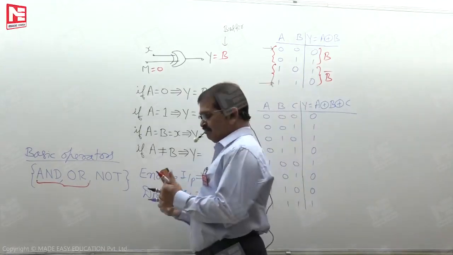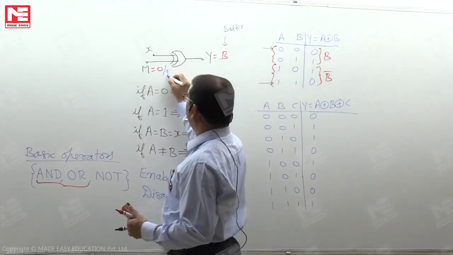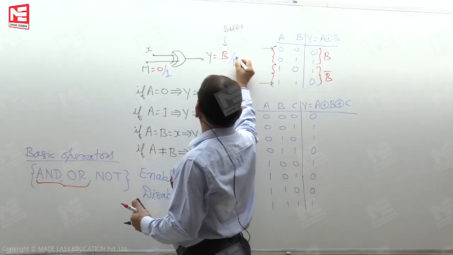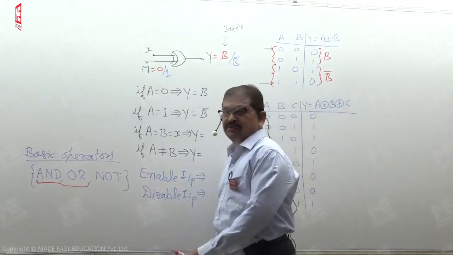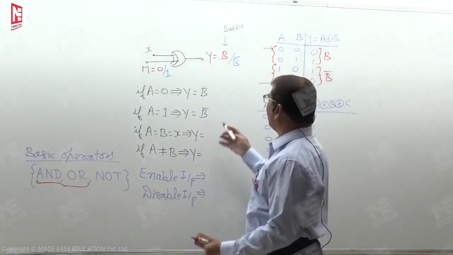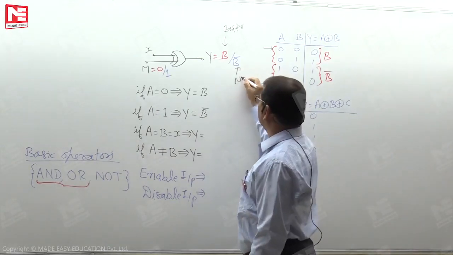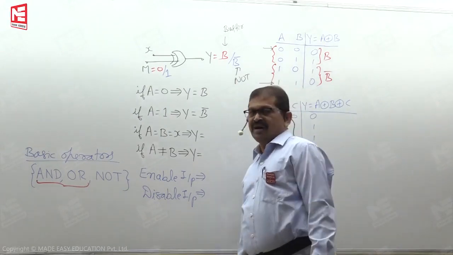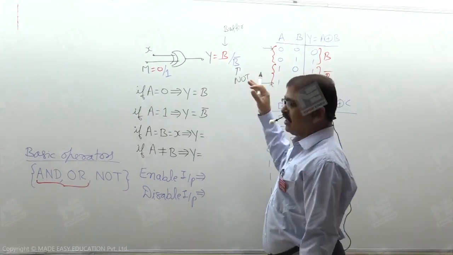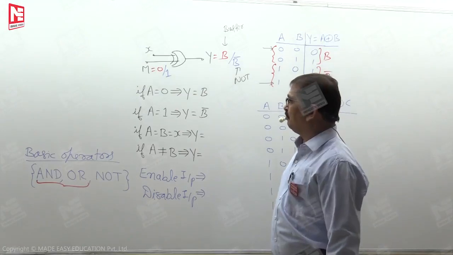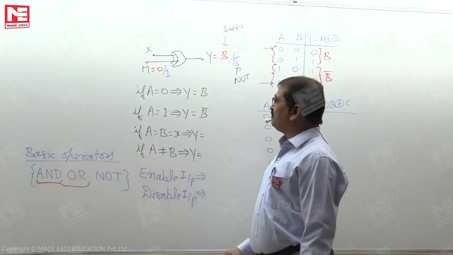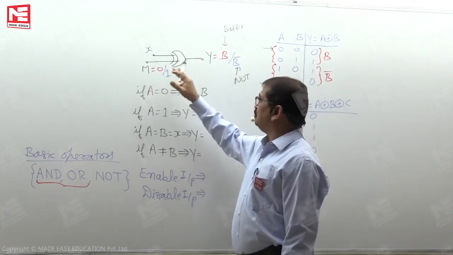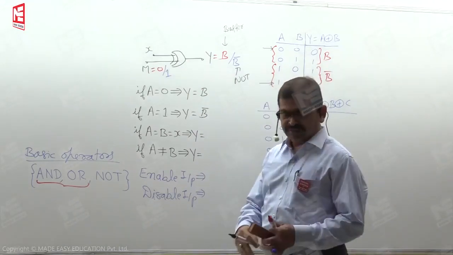And whenever M is 1, the output is the complement of the other input. Reading the complement of the other input is a NOT operation, an inversion operation. So whenever M is 1, the XOR operation is an inverter operation, a NOT gate operation. So M is the one which is deciding, or dictating, the operation of this two input XOR.